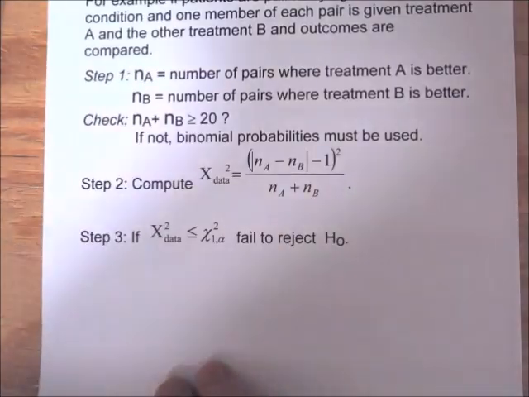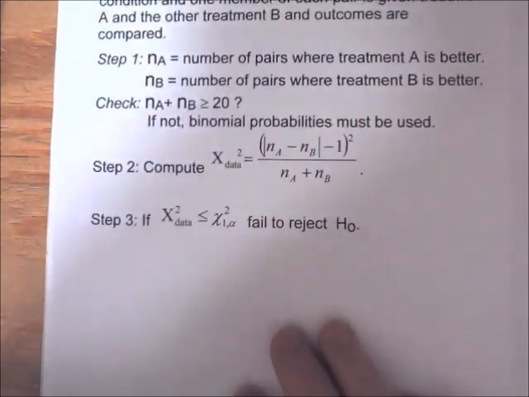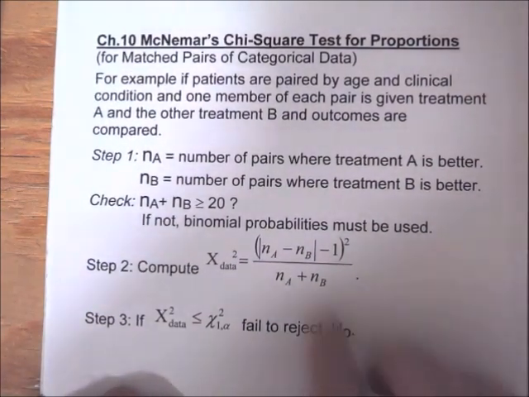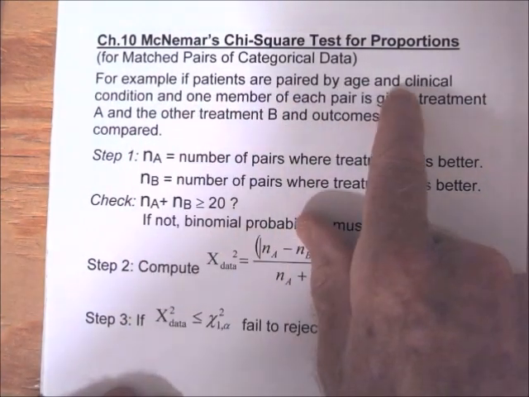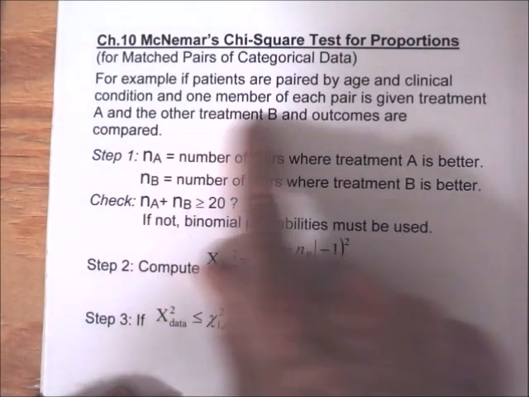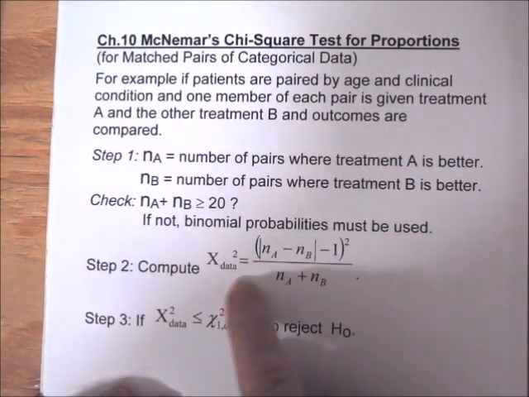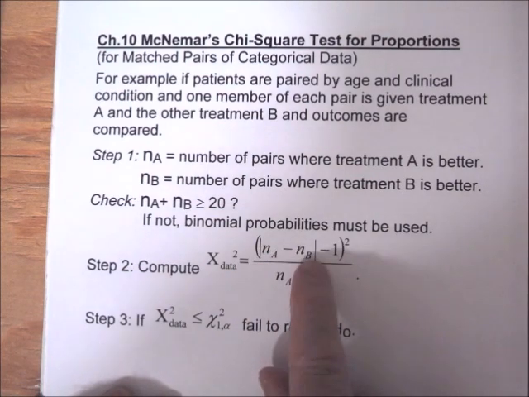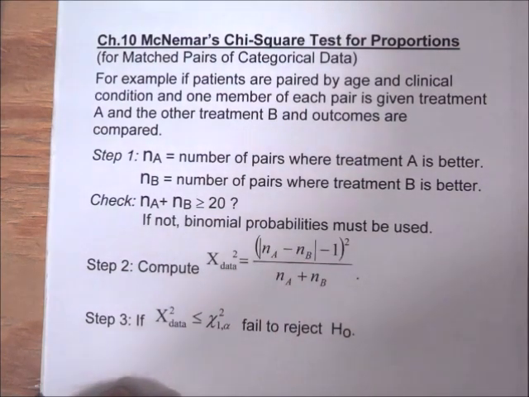And then there's also McNemar's test, which is also for matched pairs. If you have patients that are paired by age and clinical condition, one person of each pair is given treatment A, the other treatment B, and we have a formula for determining whether there's a difference between the two treatments.